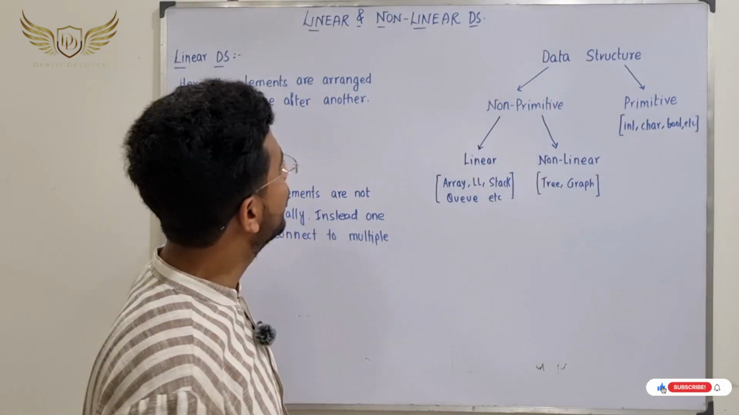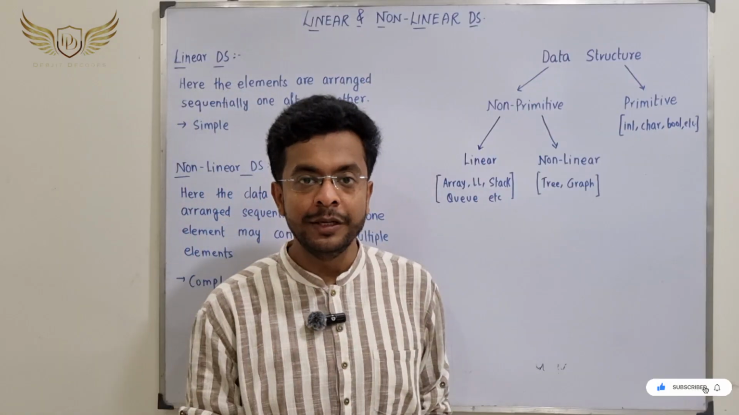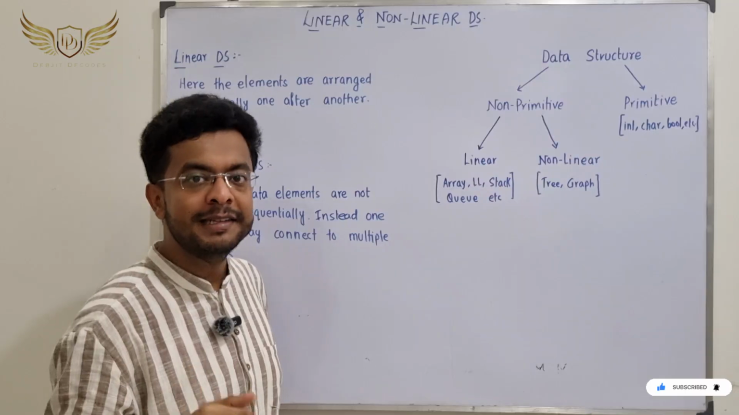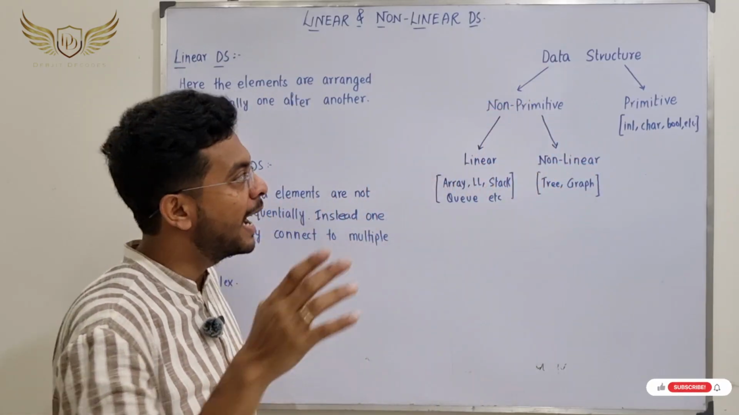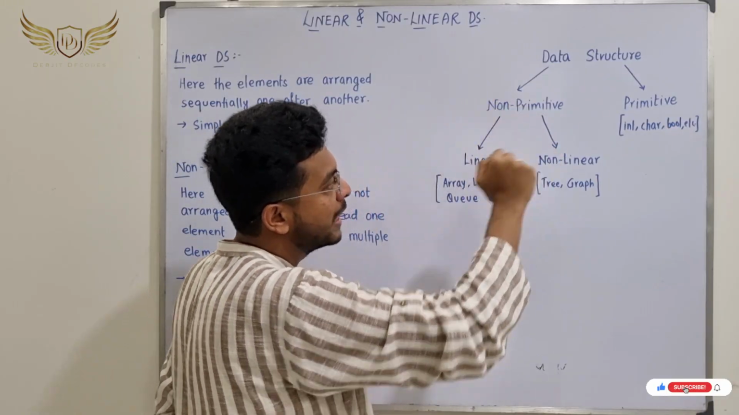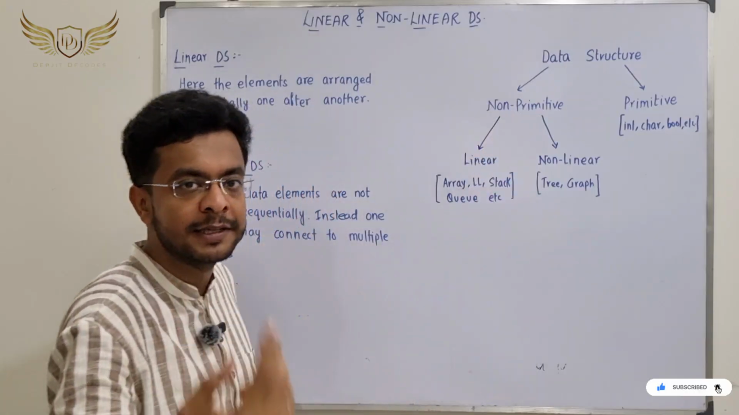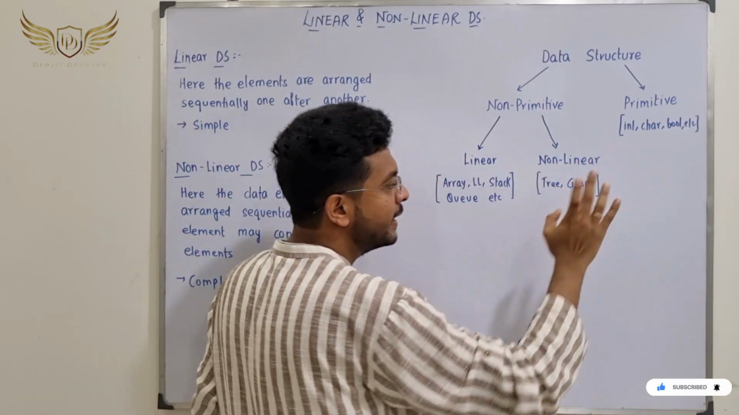So in this video, we're going to see the linear and non-linear data structure. In the last video, we talked about the primitive as well as the non-primitive data structure. And as I have said, in the coming videos, I'll be growing this tree. So if you can see, I have grown this tree. From non-primitive, I have made sure that two branches are coming out. That is, these non-primitive data structures can be further classified into linear data structures as well as non-linear data structures.